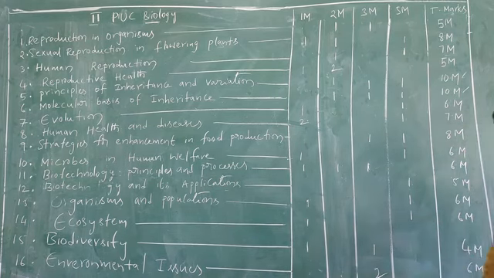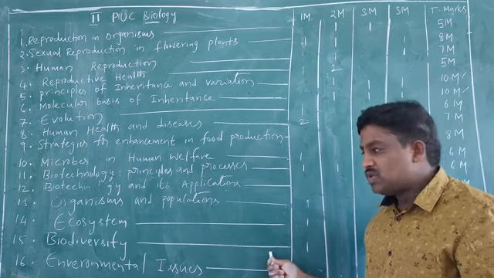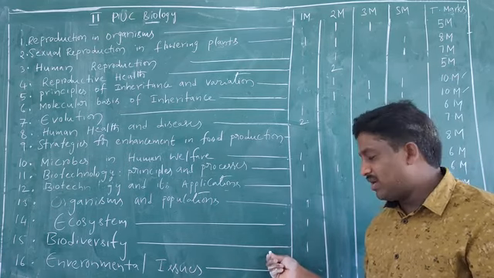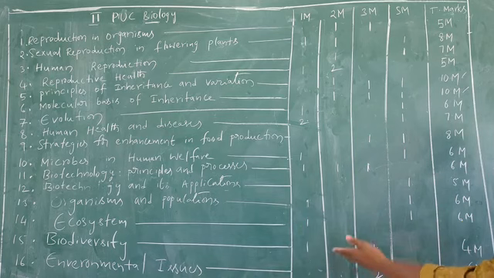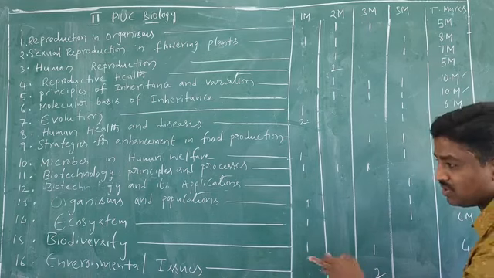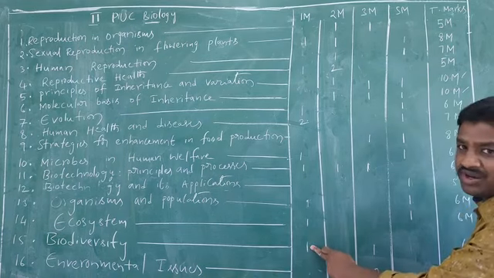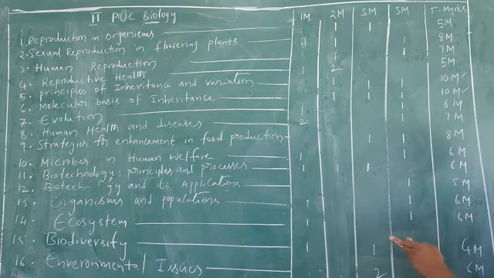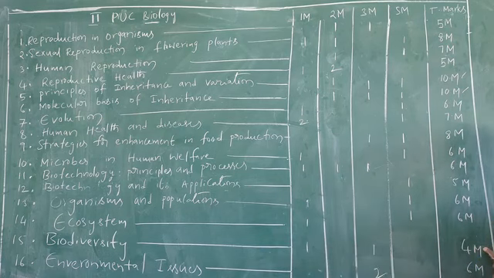And then biodiversity. So the 15th chapter is biodiversity. In this chapter also they can ask 4 marks. So out of 4 marks, how can they ask in your paper? Here, biodiversity has one 1-mark question and one 3-mark question. So these two questions together will come as 4 marks.